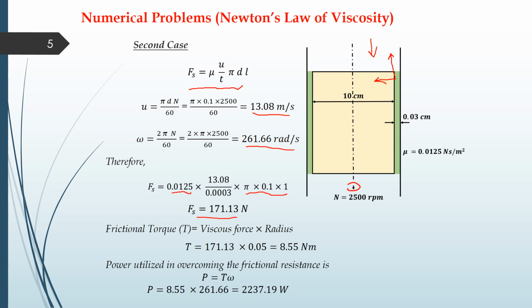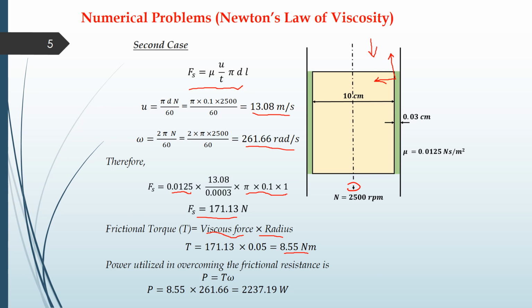So the frictional torque now can be calculated by using this formula, and basically the frictional torque will be equal to the viscous force multiplied by the radius. Okay, so the frictional torque will be equal to viscous force into radius. Viscous force, which we have calculated over here, that is the shear force 171.13 newtons, multiplied by 0.05, that is the radius of this particular rod, basically in meters.